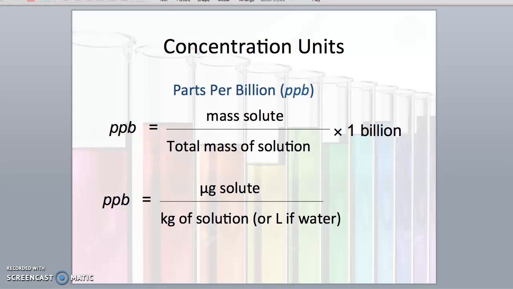Next up is parts per billion, and again, we could do the masses if we had the mass of the solute and the total mass of the solution times a billion, or we could do microgram per liter if it's water. If it's not water, we could do microgram per kilogram, but most of the time we're in water, so just microgram per liter. You may want to refresh your memory on the microgram, these conversions, going from milligrams or micrograms from grams.